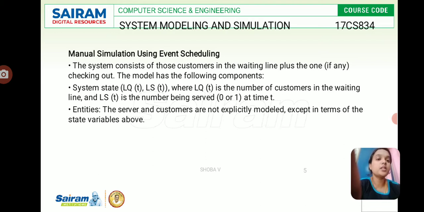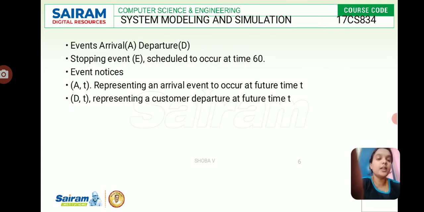Wherever the customers are waiting in a line, they will eventually be serviced by the servers, because it should be in a random fashion. By using this manual simulation, everyone will get serviced. The server and customers are not explicitly modeled over here except in terms of the state variables above. And the event parameters they have mentioned are arrival A and departure D, and the stopping event is E, scheduled to occur at time 60.